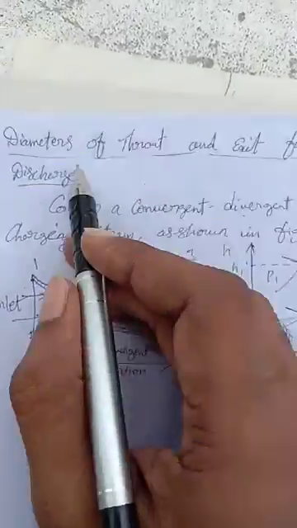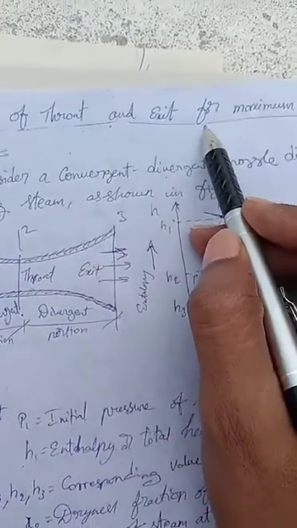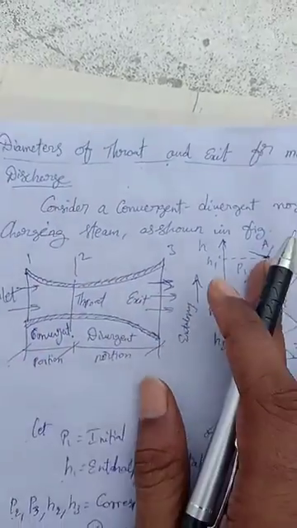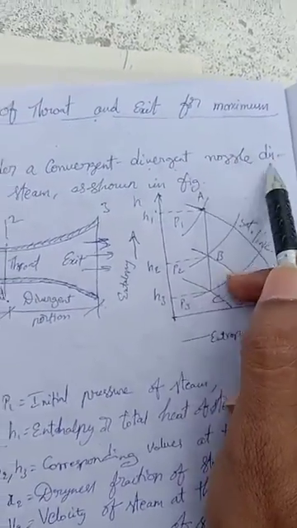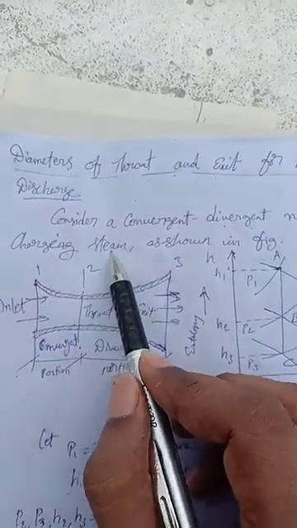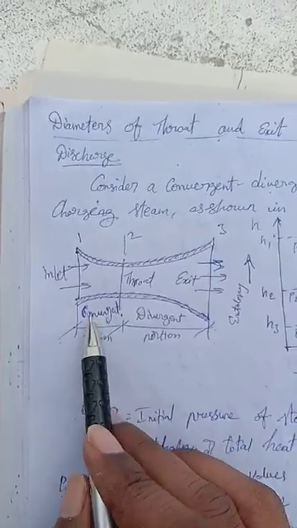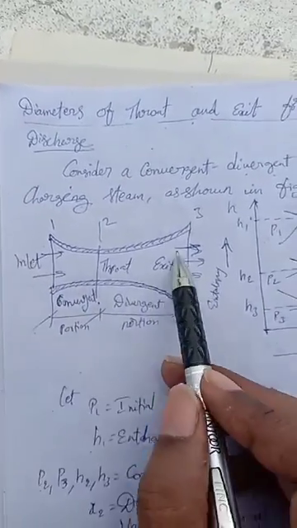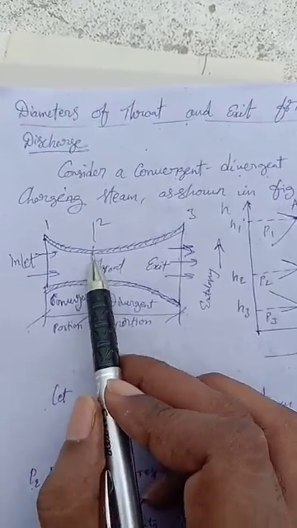హాయ్ ఫ్రెండ్స్, ఈరోజు మనం డయామీటర్స్ ఆఫ్ థ్రోట్ అండ్ ఎగ్జిస్ట్ ఫర్ మ్యాక్సిమం డిశ్చార్జ్ నాజిల్ చూద్దాం. Consider a convergent divergent nozzle discharging steam as shown in figure. ఇక్కడ చూసుకున్నట్లయితే మనకి ఇది కన్వర్జెంట్ అండ్ డైవర్జెంట్ నాజిల్. ఈ నాజిల్లో స్టీమ్ ఇన్లెట్, steam outlet. This is throat. We need to find out here the throat diameter.